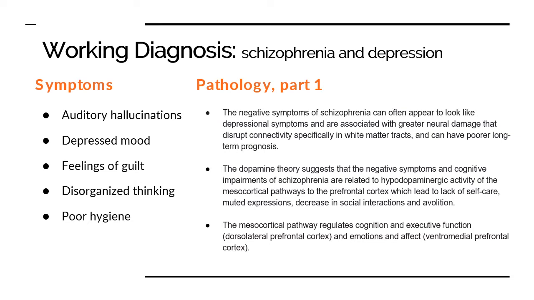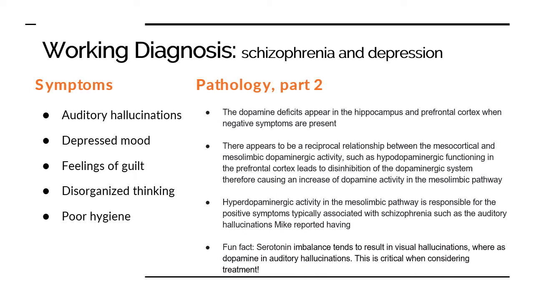In case you forgot, because we definitely learned a lot this semester, the mesocortical pathway regulates cognition and executive function and emotions and affect. Because the whole brain is in one big capsule, the lack of dopamine carries over into the hippocampus and the prefrontal cortex. There is a reciprocal relationship, or opposites, between the mesocortical and the mesolimbic dopaminergic activity.